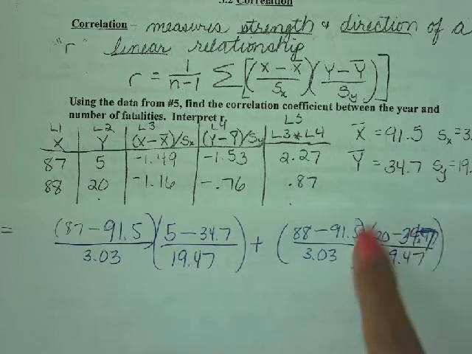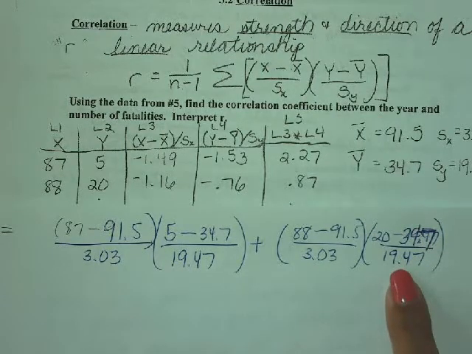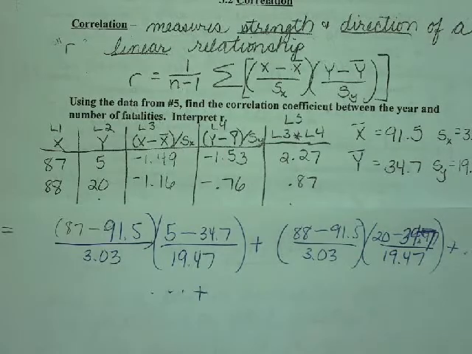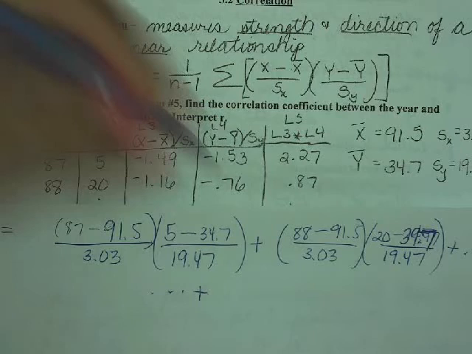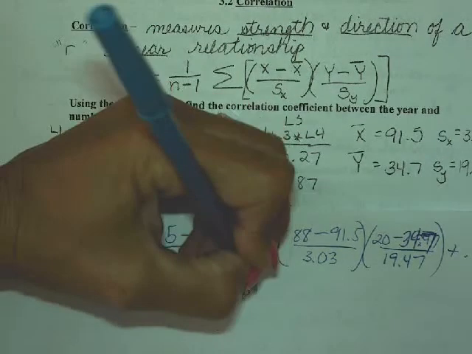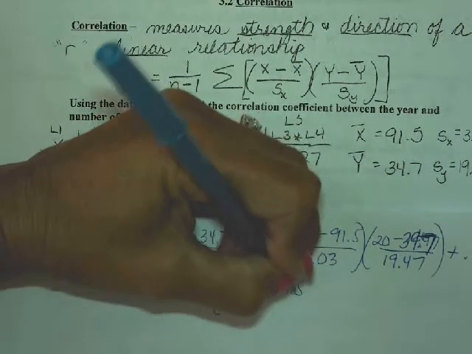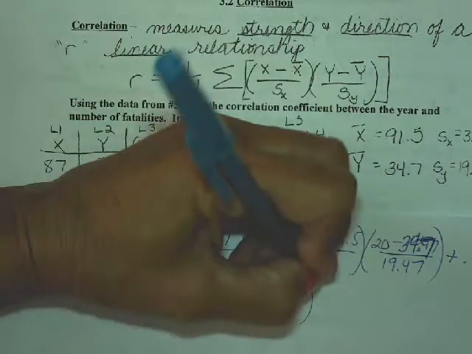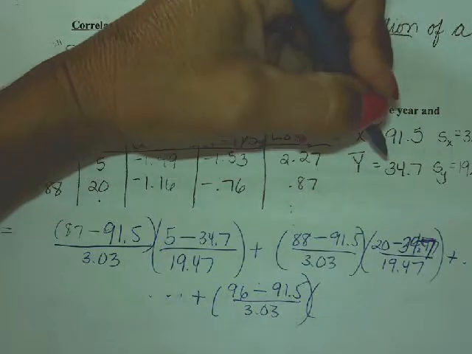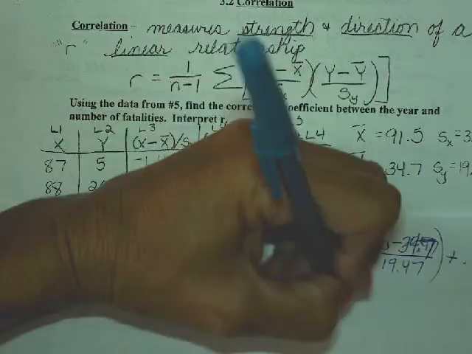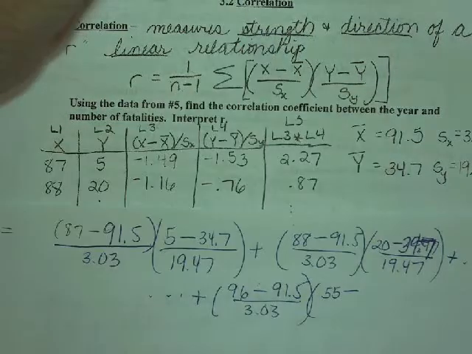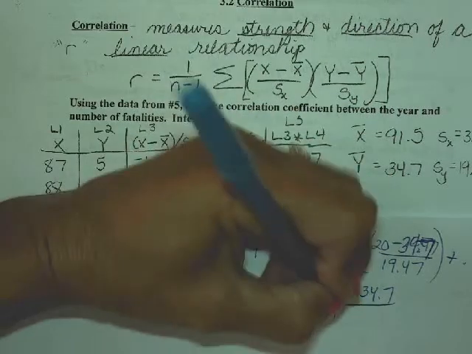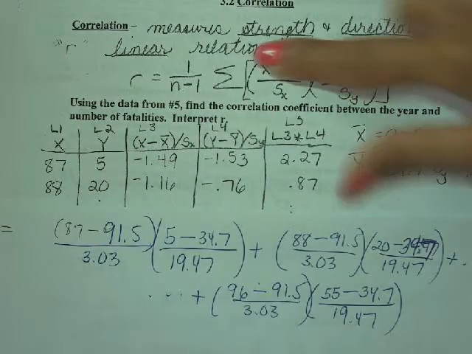So this is the z-score of the x component. This is the z-score of its corresponding y component, and I really would continue to add these up with all the terms until I get to the last one. The last one would have 96 minus the mean divided by the standard deviation. There's the z-score for the x component. And then we need to get the z-score for the corresponding y. If I look at my list here, it looks like 55 is the number of fatalities for the last one. 55 minus the mean, I'll get the right mean this time, and divided by the standard deviation.